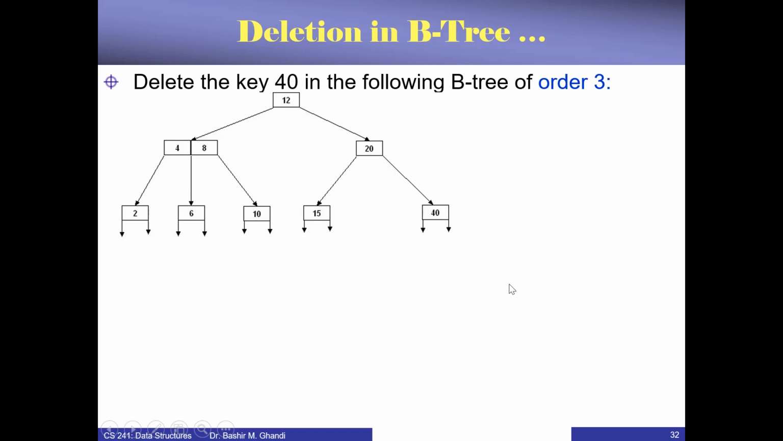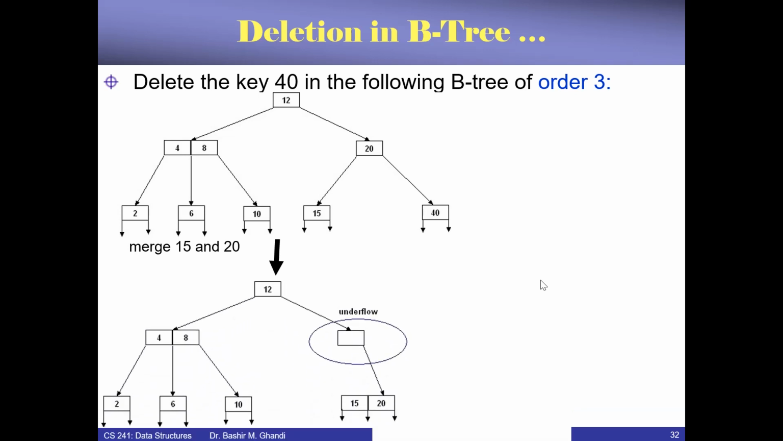All right, can you borrow from the sibling? No, you cannot. So you have to merge these into one node. Of course, after deleting the 40, they will now become 2. But then you're going to have a problem here in the parent. It will now become empty. Okay, so after merging and deleting the 40, this is what you have. But the parent has now underflown.